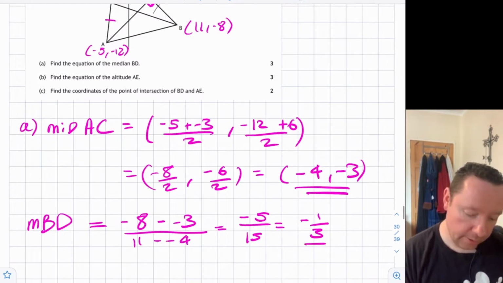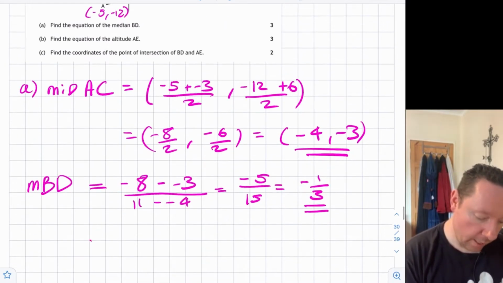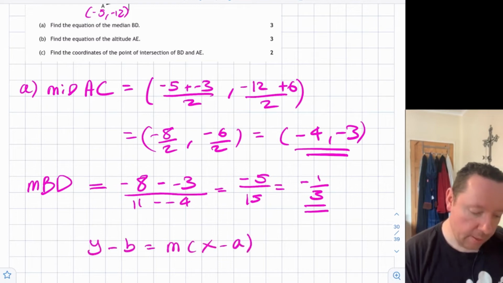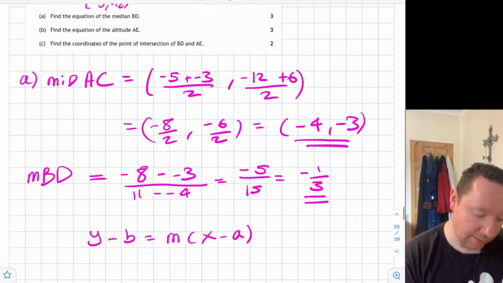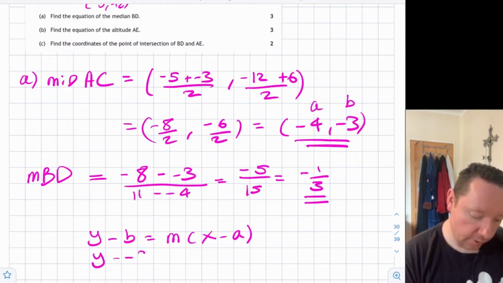We've now got our gradient, so we can use y minus b equals m x minus a. Any of the 2 points you want, either B or D. I'll just use the one that I can see. So I'm going to call that our A and that our B. y minus -3 equals -1/3 x minus -4.